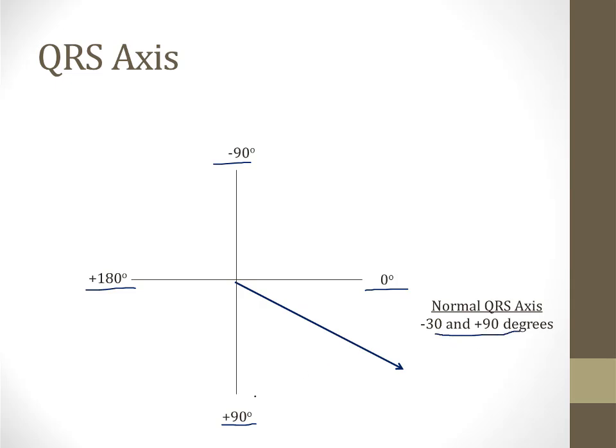positive 90 degrees. In other words, it would usually be in this bottom right-hand quadrant here, or else it could go a little bit up into the top left-hand quadrant, but it would never go beyond negative 30 degrees. And this is what's called a normal QRS axis. This is where the axis is located in patients who have normal hearts depolarizing under normal conditions.